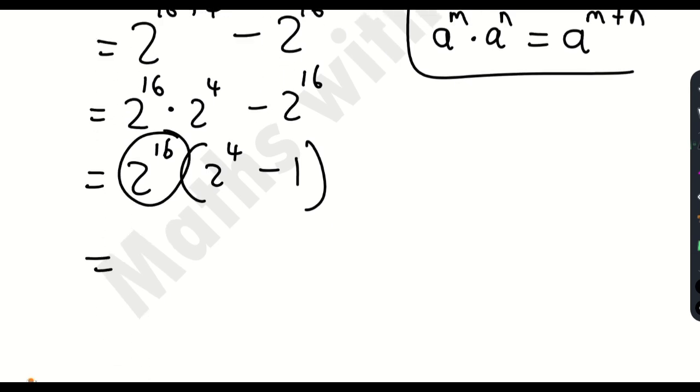Now, what is 2 raised to the power 16? No, we can't do that yet. It's still big. Let's leave it like that first. And 2 raised to the power 4 is easy, because 2 times 2 times 2 times 2, that is 16. Then minus 1.